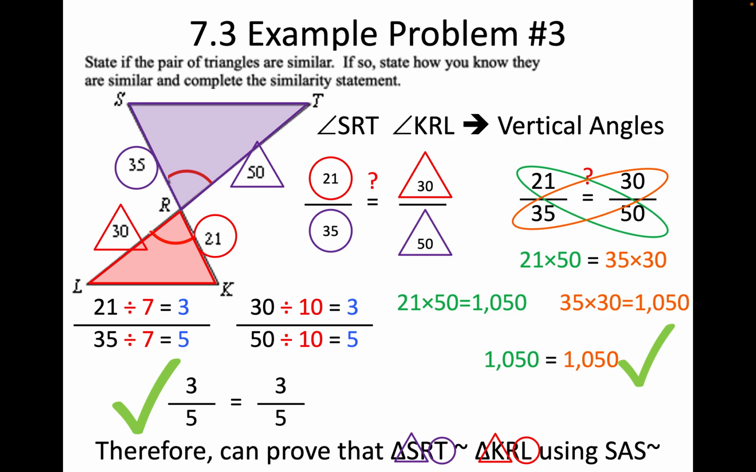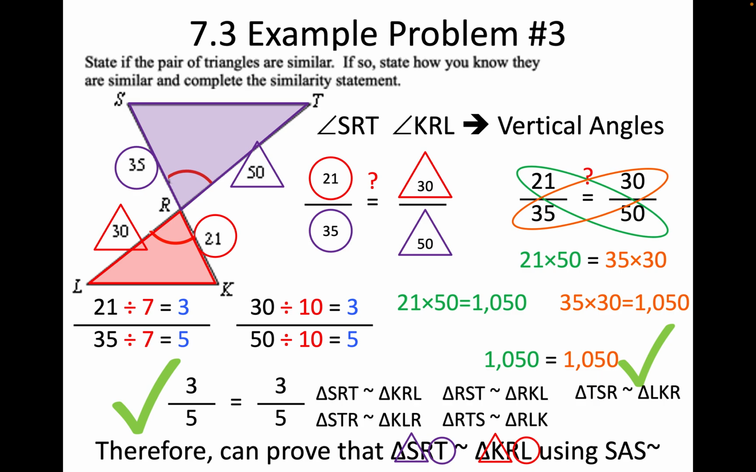But again, it didn't have to be this one. It could have been this one, or this one, or this one, or this one, or this one, or this one. In all 6 of these cases, the corresponding vertices of the triangles match up in the same place in the similarity statement.